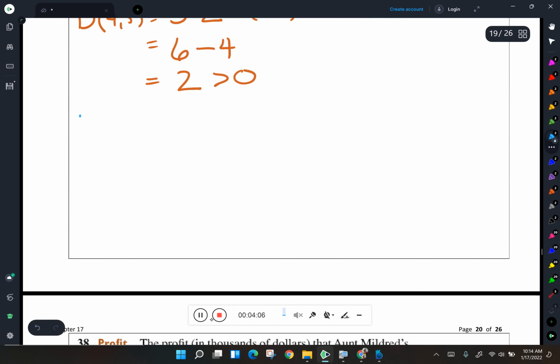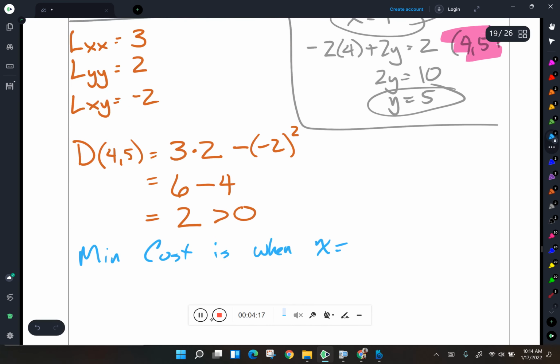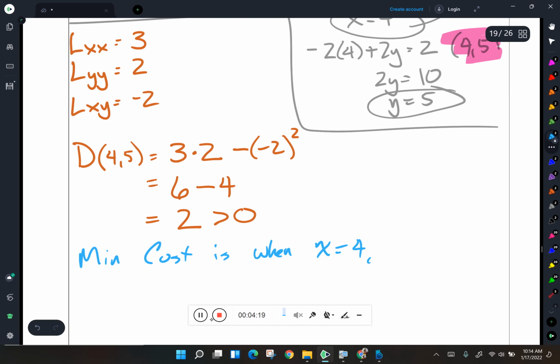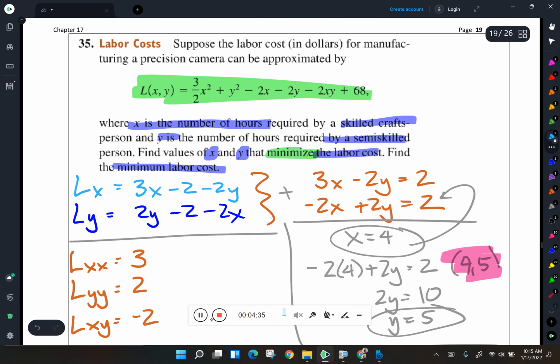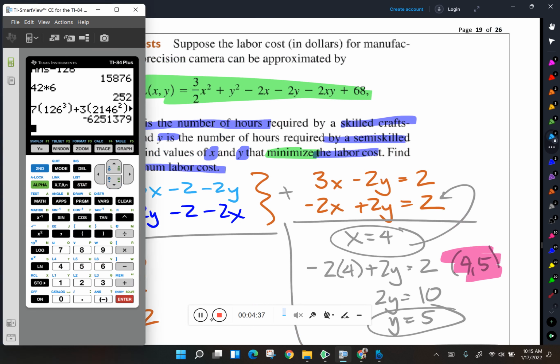So then the minimum cost is when x equals 4, y equals 5, and the minimum cost is, and now I have to take those values and plug them back into that original function right here. Okay, so I'm going to bring up my calculator.